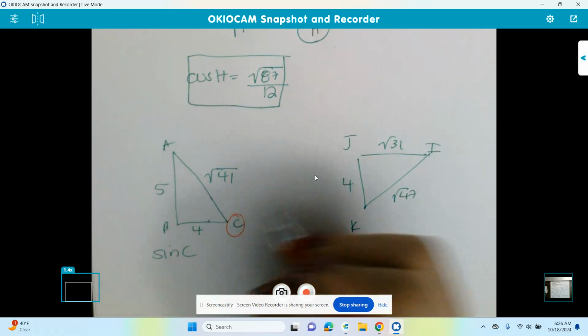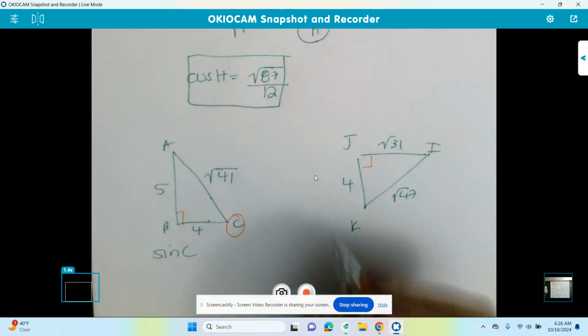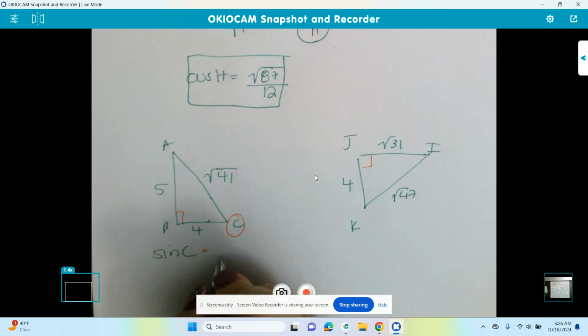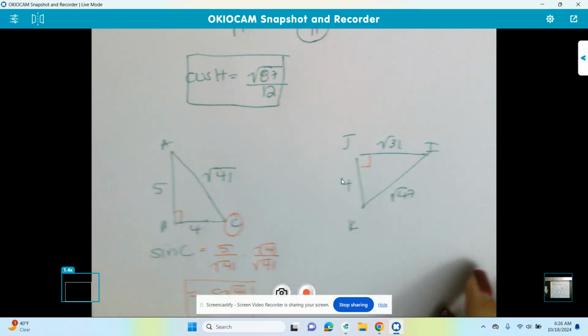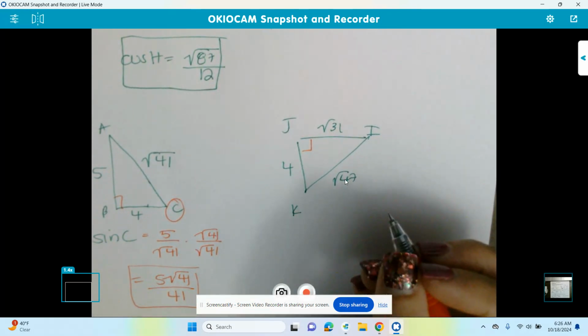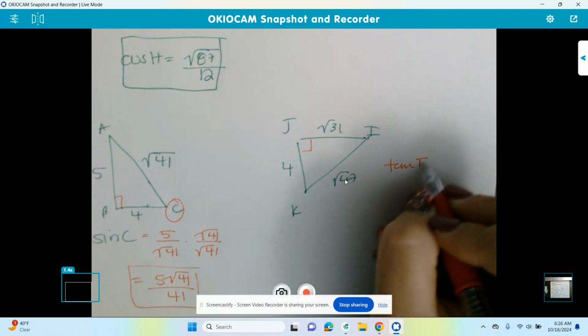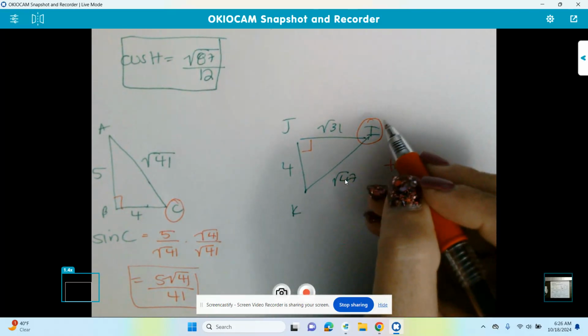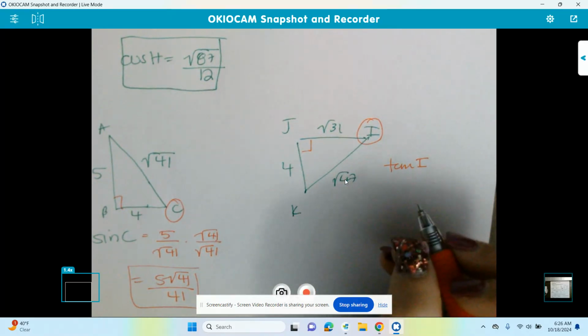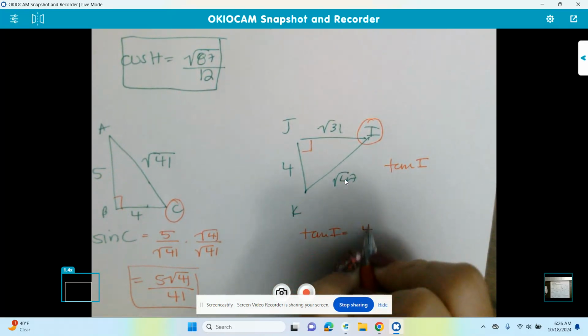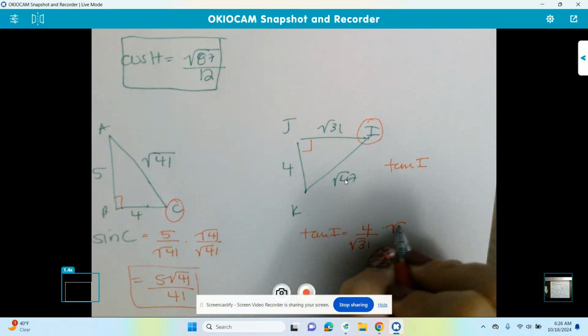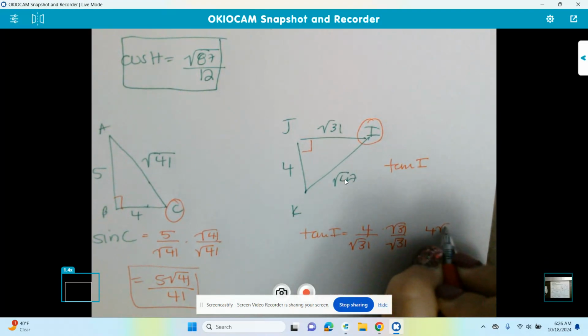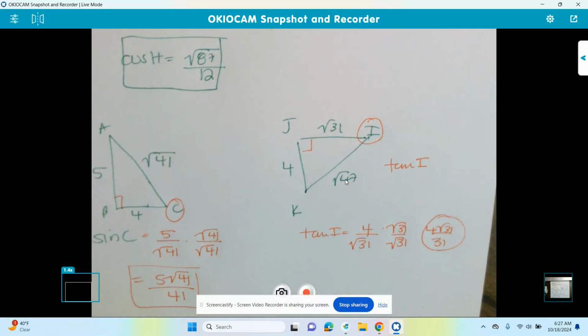All right, so sine of C, here's C. Sine is opposite over hypotenuse, so that's going to be 5 over the square root of 41. Well, remember, we can't leave a radical in the denominator, so 41 goes on top and bottom, so the sine of C is going to equal 5 square root of 41 over 41. 41 is prime, so you're done. And the same thing here. We were doing the tangent of I. So here's I. Tangent is opposite over adjacent, so that's going to be 4 over the square root of 31. And we rationalize that, and it's going to be 4 square root of 31 over 31. All right, that's the first section.